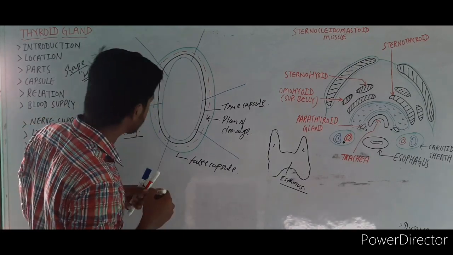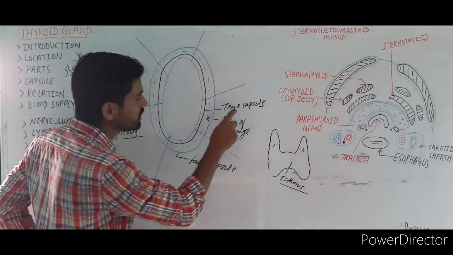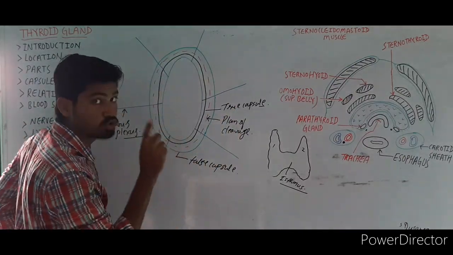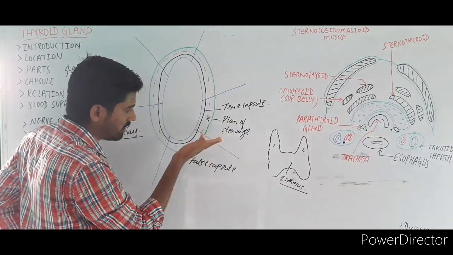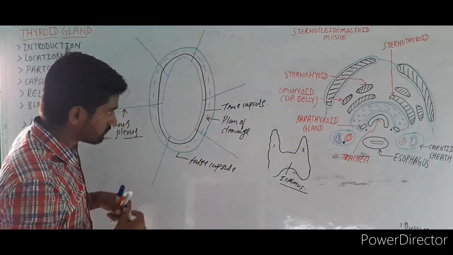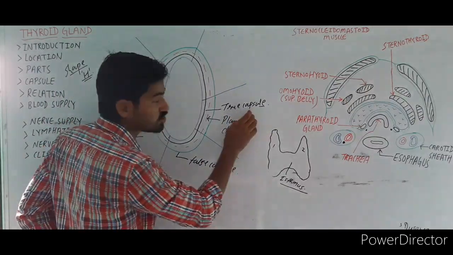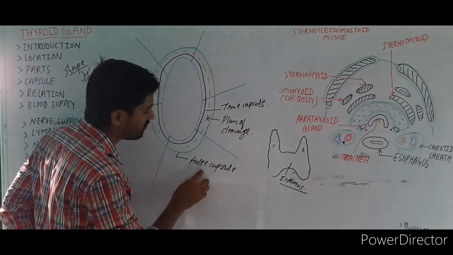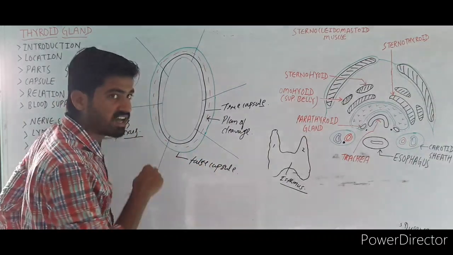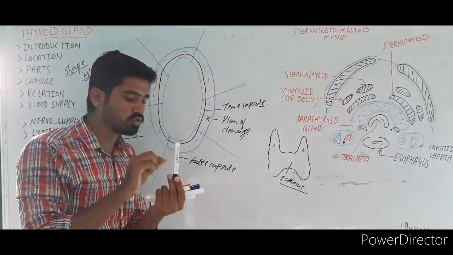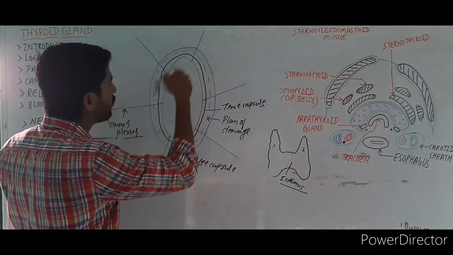So what I'm trying to tell you is that the thyroid capsule is of two types. One is the true capsule and the second is the false capsule. The false capsule is the outer covering and the true capsule is present inside the false capsule. The true capsule is a condensation of the fibrous stroma of the gland, and the false capsule derives from splitting of the pre-tracheal fascia. The trachea is here and the thyroid gland is here, so the pre-tracheal fascia splits and covers the thyroid gland.